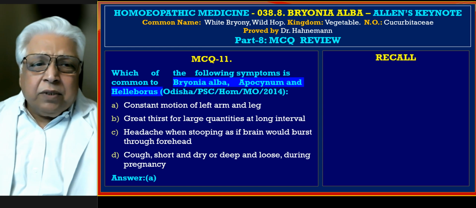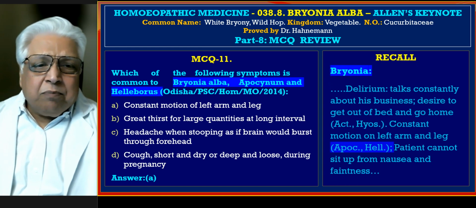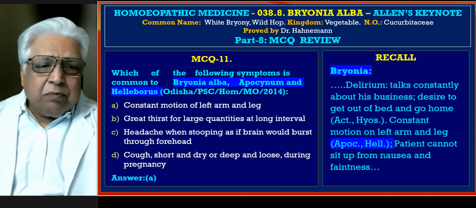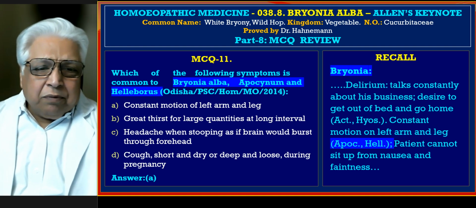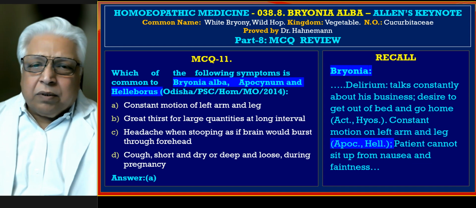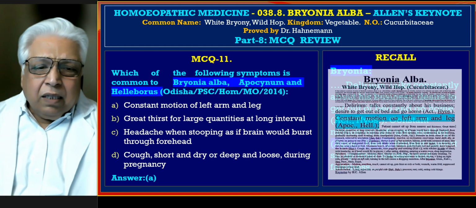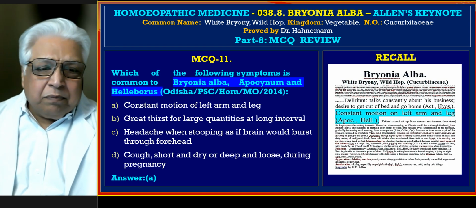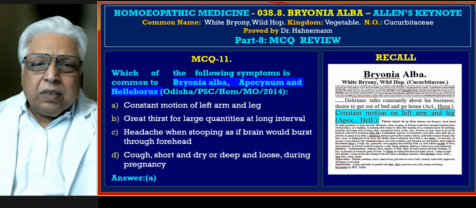Let us confirm it. The reference is from Bryonia, and here we find constant motion of the left arm and leg. In brackets we have Epiphegus and Helleborus. Yes, it is there, and the reference comes from Allen's Keynotes, and you will see where the text has been taken from. So it is a good memory. If you see the book, open up the book and see yourself.